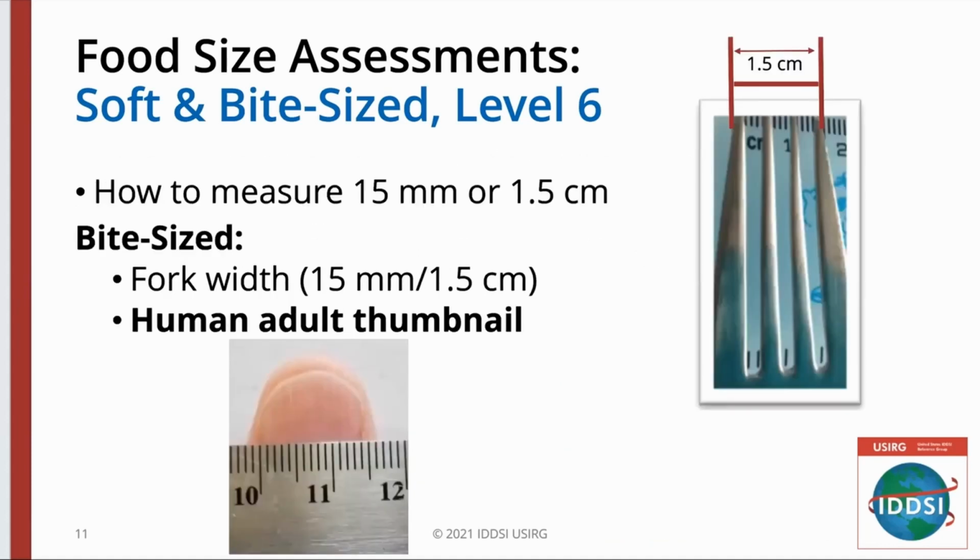If there are no rulers in the kitchen, you can also use the width of a standard dinner fork, or the adult thumbnail, which is also 1.5 centimeters. This makes a great tool for the person with dysphagia to use at home. They can cut up foods to the size of their thumbnail to know that the food will be small enough to not completely block the upper airway and cause choking, which is also known as asphyxiation.